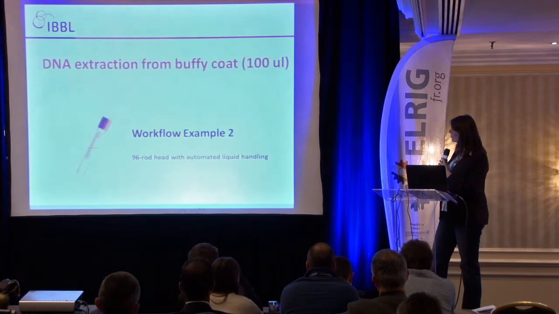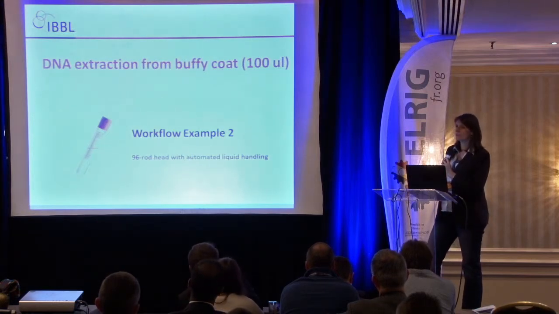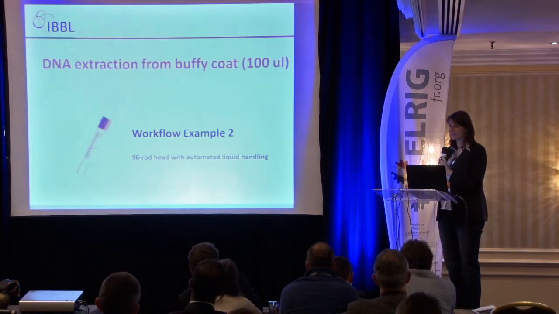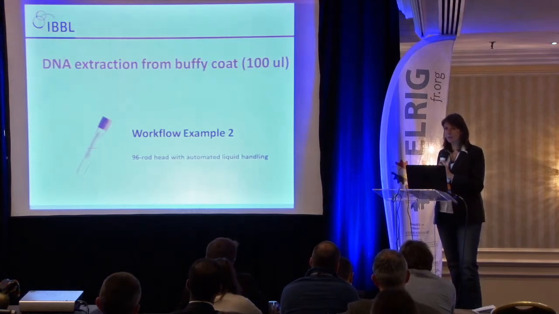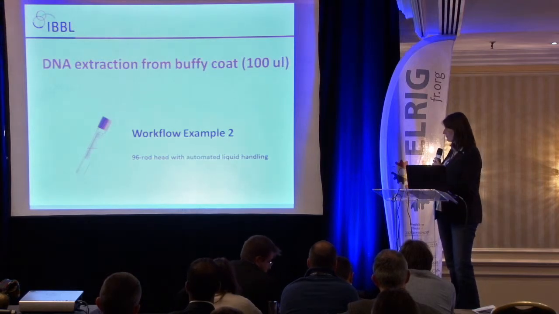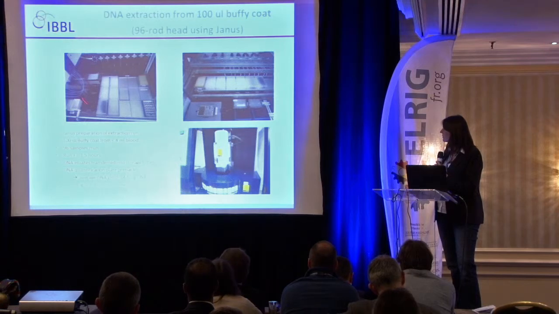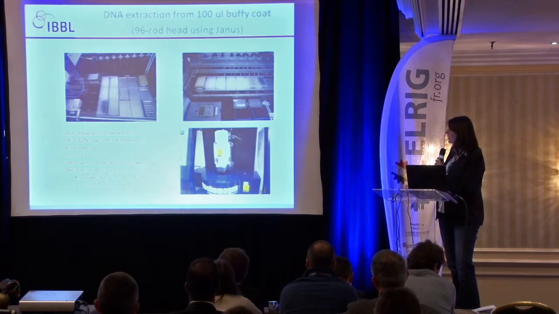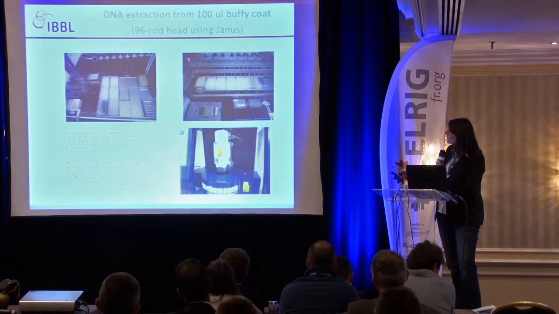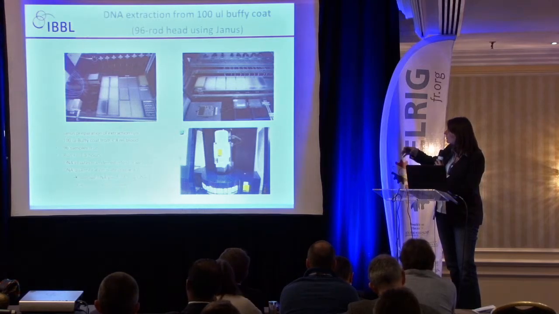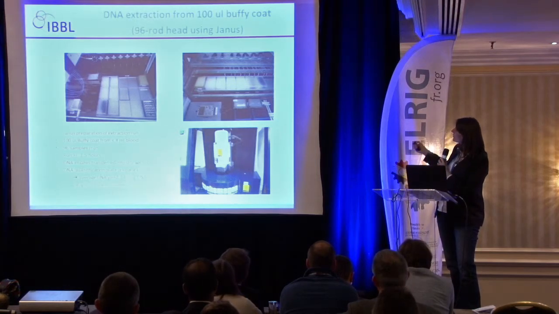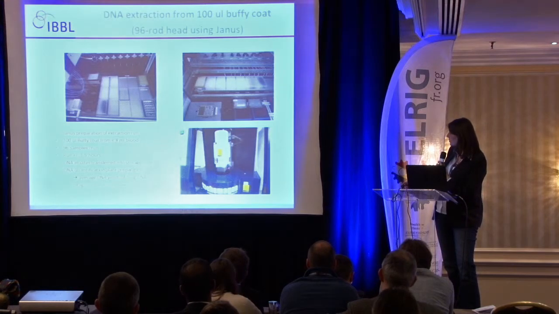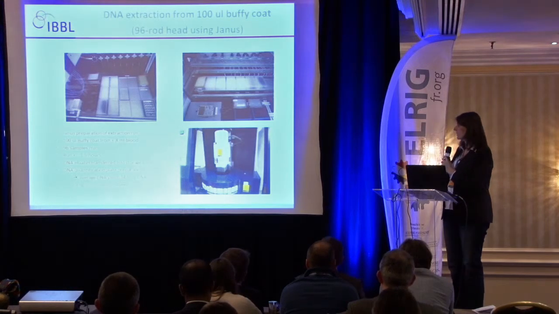The workflow example 2 is almost the same, but it's a smaller amount of buffy coat which is prepared. This was in the sense of being able to process 96 samples at the same time, because the previous workflow was for 24 extractions at the same time. Here it's for 96. So here you see the platform where the different racks are positioned, and the liquid handling arm will then dispense the buffers and transport these plates onto the rack, which then goes into the extractor. Here you see the 96 rod head, which permits to do the 96 extractions at the same time.